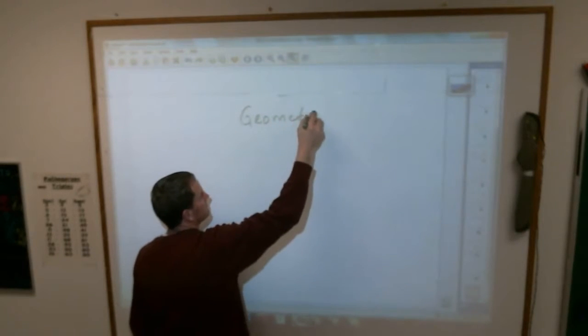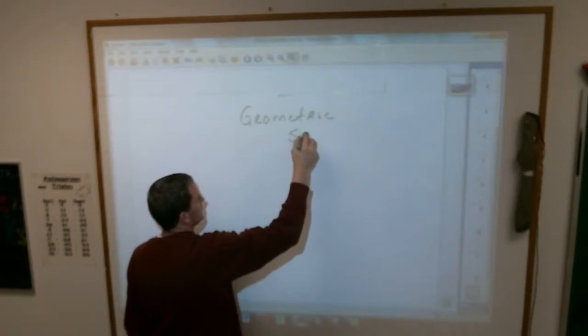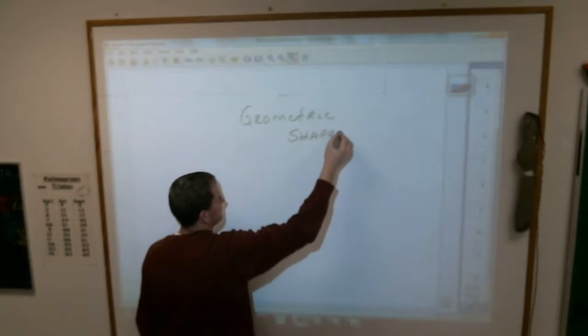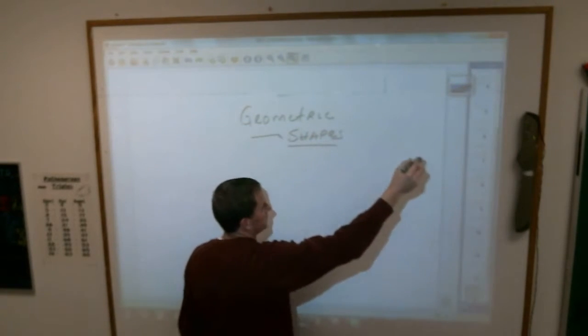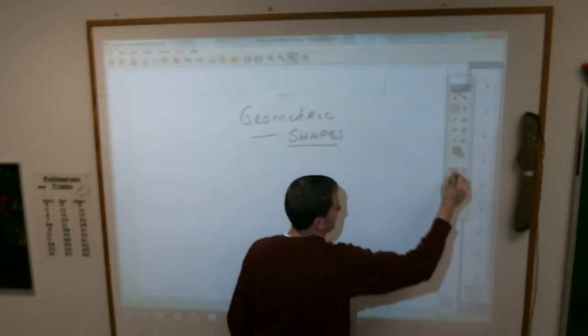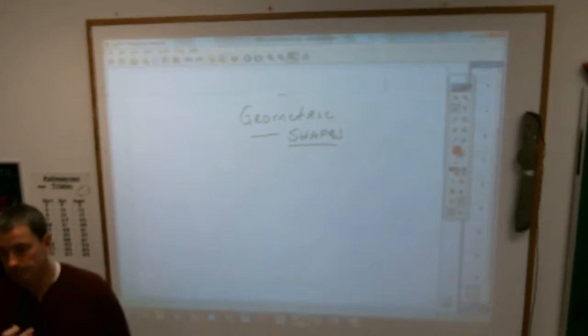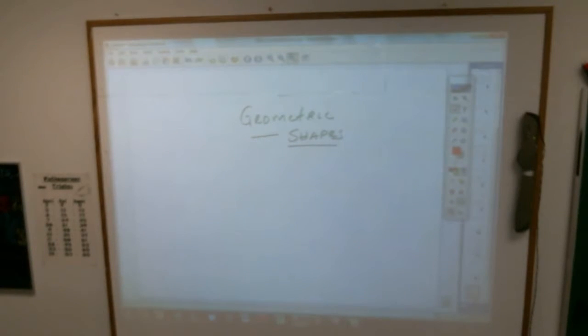Geometric shapes. This isn't real hard stuff, it's just something we don't talk about all the time here. So write that down. See where we go.